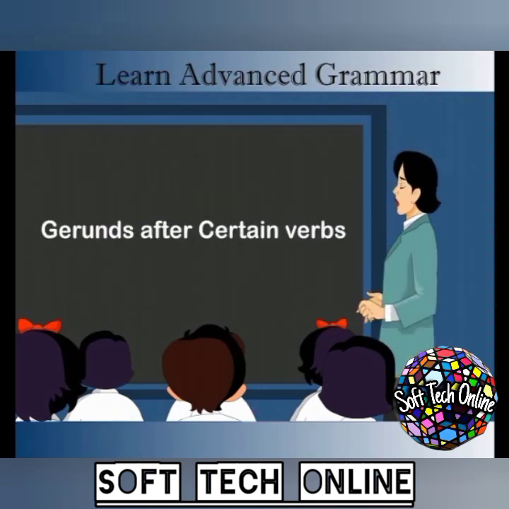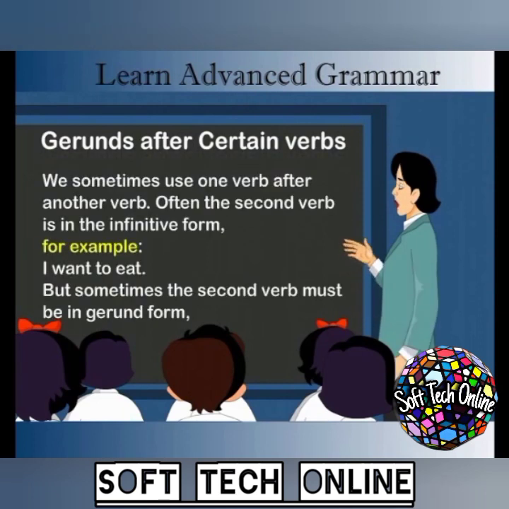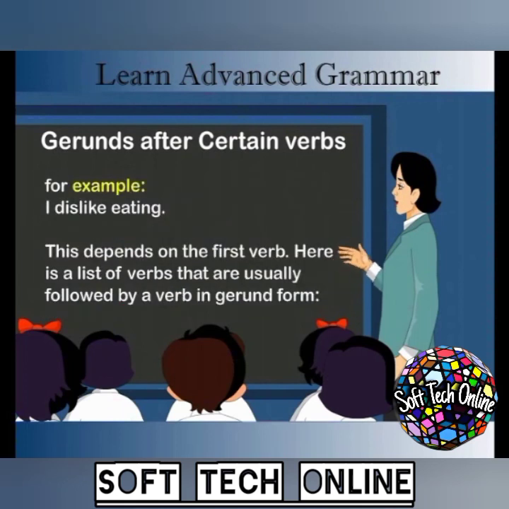Gerunds after certain verbs. We sometimes use one verb after another verb. Often the second verb is in the infinitive form. For example, I want to eat. But sometimes the second verb must be in gerund form. For example, I dislike eating. This depends on the first verb.